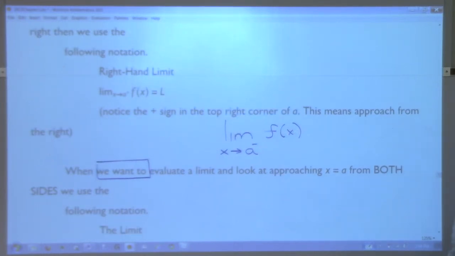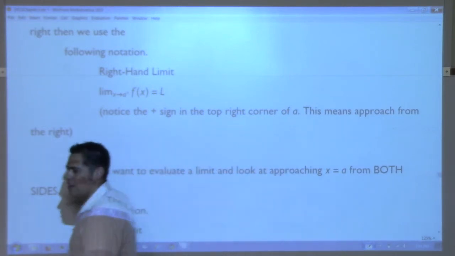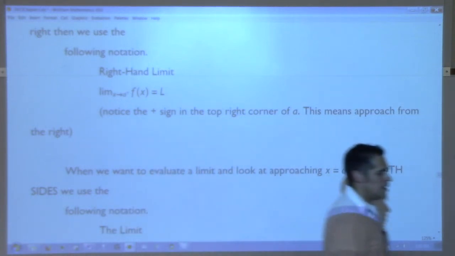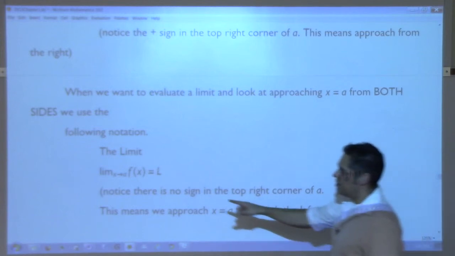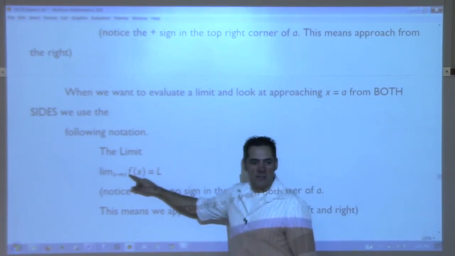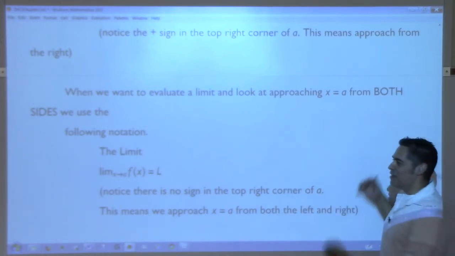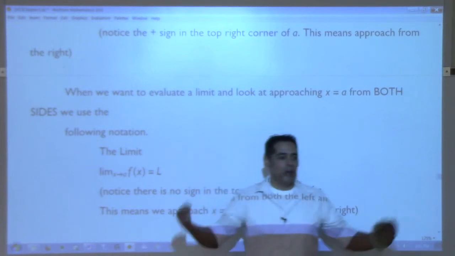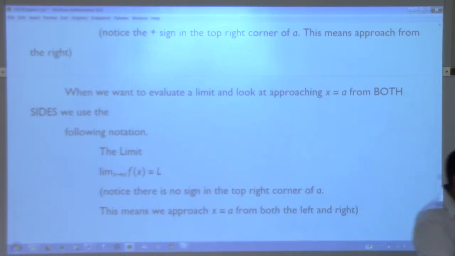Now, what if I want you to look at both sides? What if I want you to actually do both of them and see what happens? Then the notation for that is that I will not put a plus or a minus. So if there's a plus, you come in from the right. If there's a minus, you come in from the left. And if there's not a plus or a minus, you have to look at both. I know that's a little confusing, but I don't make this up. This isn't my idea.